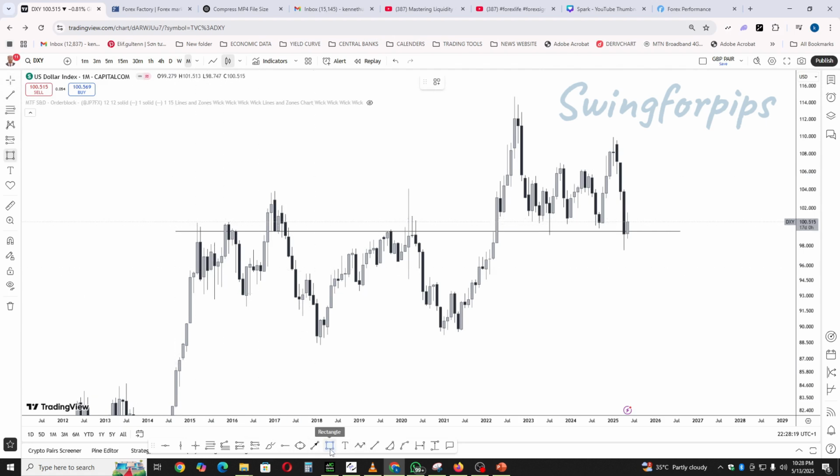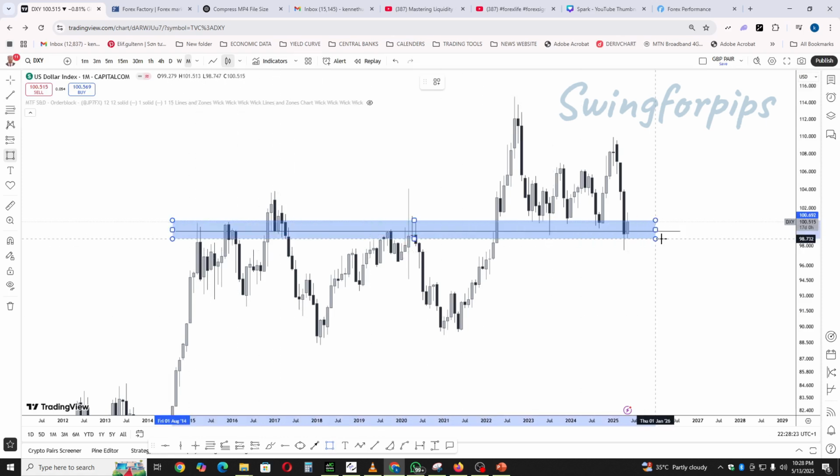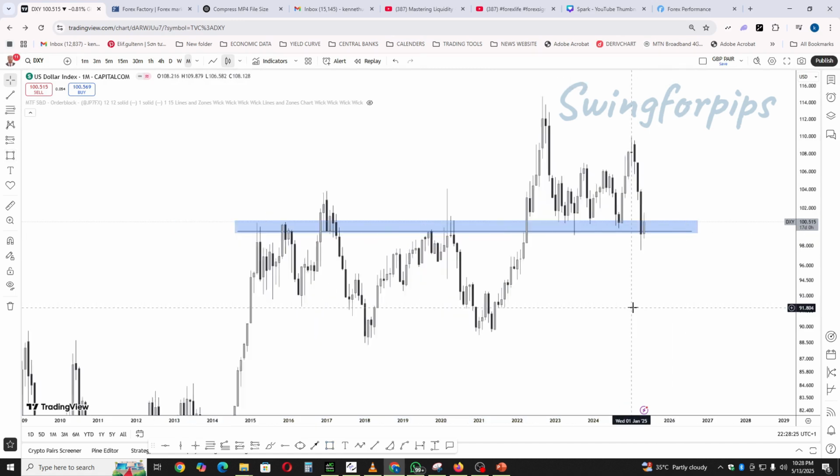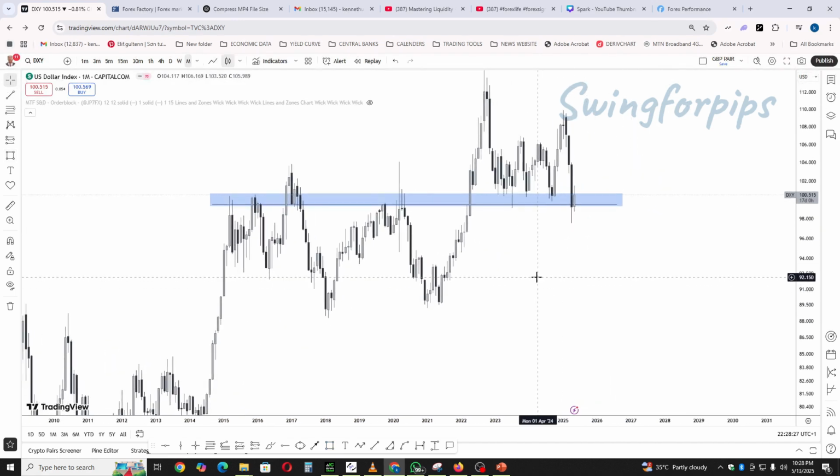Can you see this tool here on your TradingView? You just pick this up and draw a center line like this. So this is how it plays out.